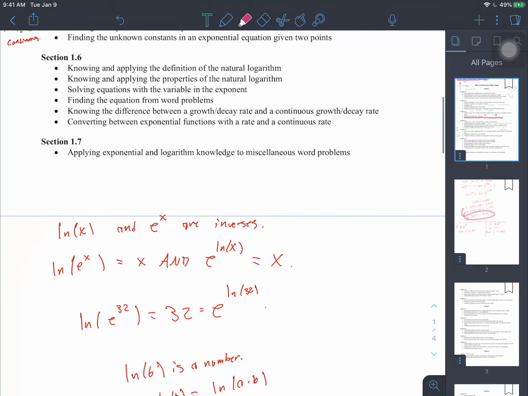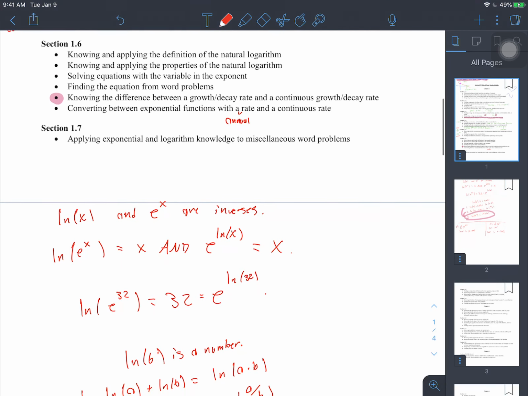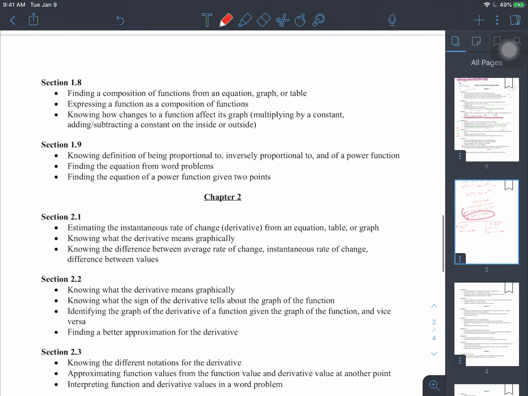Okay, so we're down here now on this one. So lastly, we had converting between exponential functions with a rate, this should say annual rate, and a continuous rate. So yeah, then 1.7, we need to be able to use exponentials and logs with word problems.